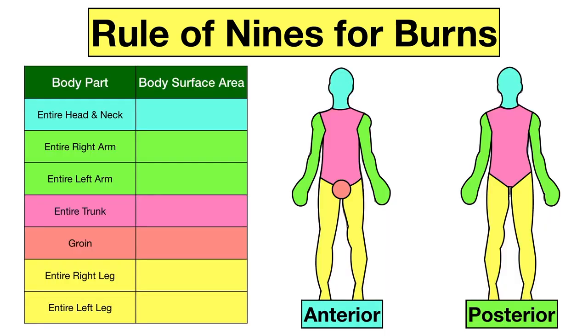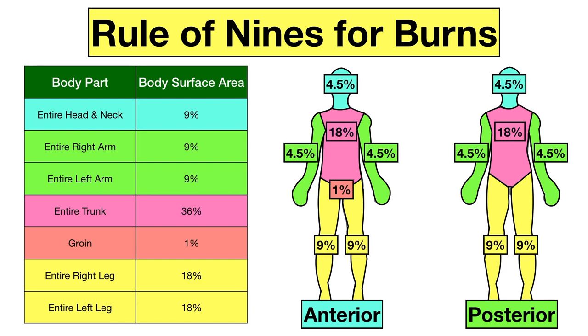Now it's your turn to fill in the table and diagram. Hit pause in the video and try to fill in the numbers for an adult on your own using the rule of nines. Once you think you have the answers, hit play again to reveal the correct numbers. The answers are going to be revealed in a couple seconds. Here you can see the correct responses. Hopefully you're able to get them all correct.